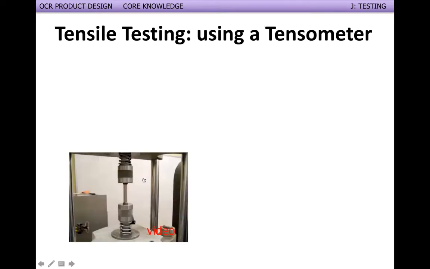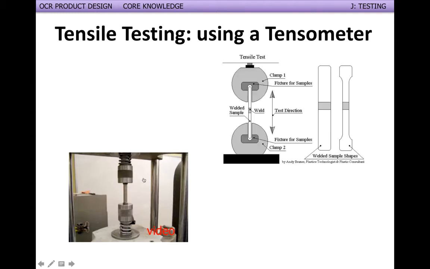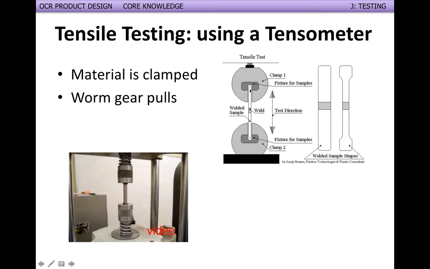Okay, so sometimes when you test a material, all you can do is damage it, but you need to be able to record exactly how much it's been able to withstand. So the first one we said we're going to look at is tensile testing, so how well a material stretches. You do this using a thing called a tensometer. Now what a tensometer does is it clamps the material in between two clamps, and then a worm gear actually sort of unscrews and pushes these two parts of the clamps away from each other, so it pulls the material out.